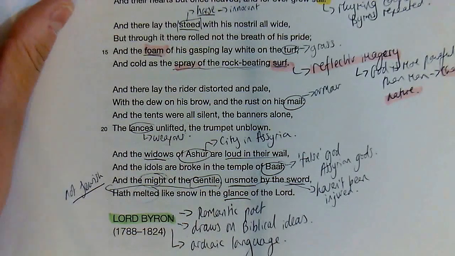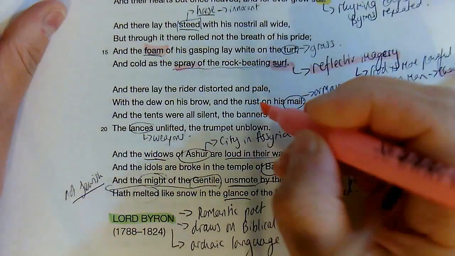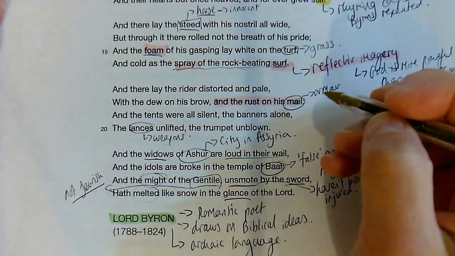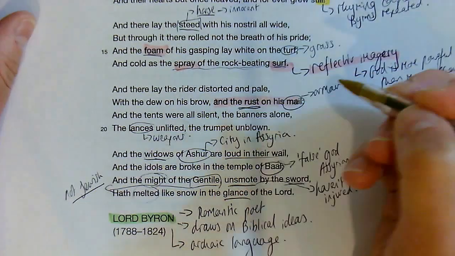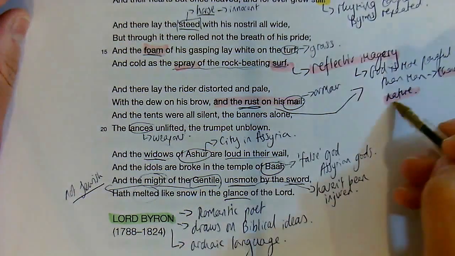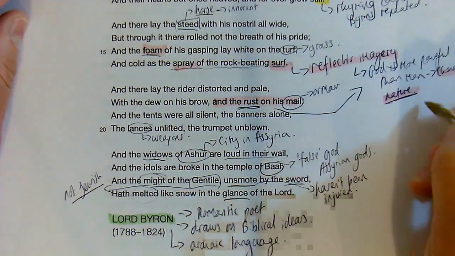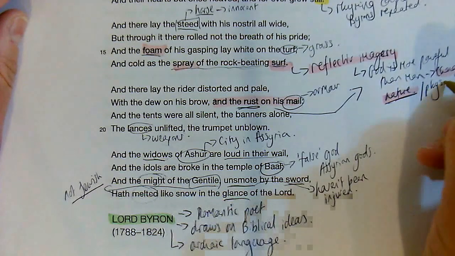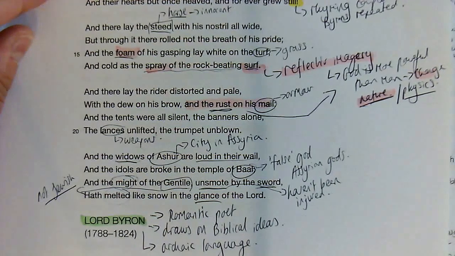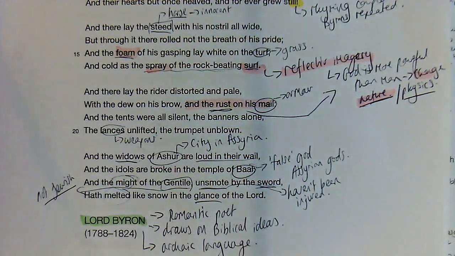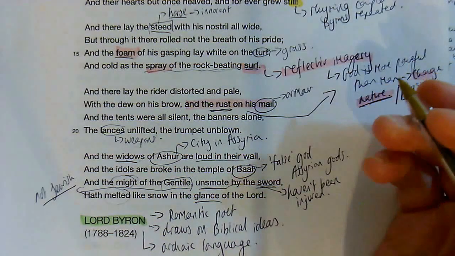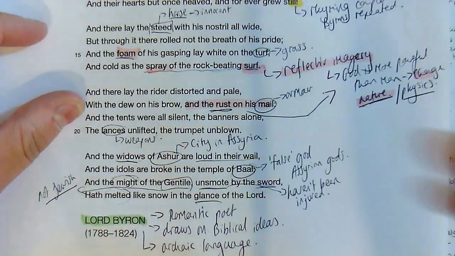And how strange is this, that the chainmail, the armour that he was wearing, in one night has turned rusty. And again, we could kind of make this point that God has power even over nature, even over the rules of physics. It doesn't really seem possible that his armour has gone completely rusty just in one night, but that's how powerful God is being presented here. And the tents were all silent.